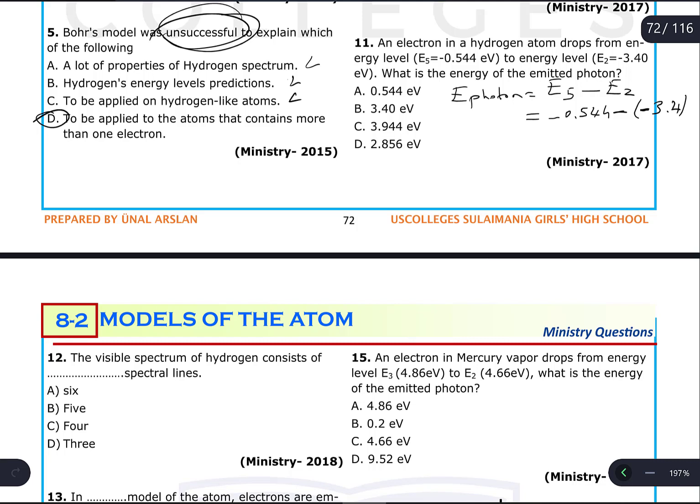So use the calculator: negative 0.544 minus bracket, negative 3.4, close the bracket. Answer is 2.86 electron volt, which is 2.856.